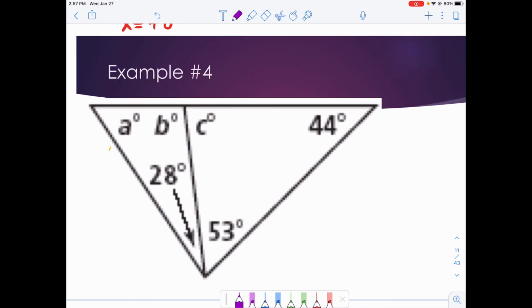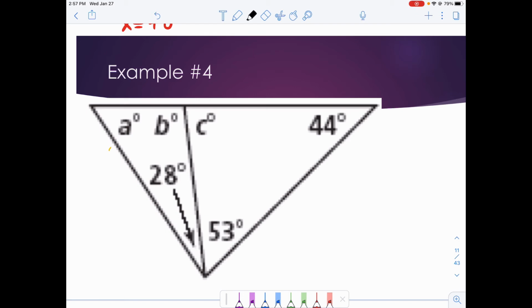This next example is definitely a tough one. So what I'm going to do is do a couple with you, and then I'm going to let you do one by yourself. Depending on how you see this is up to you and how you want to start. So you can start with A, you can start with B, you can start with C. The one that pops out to me is C. I'm just going to start with C because I'm going to focus on the triangle on the right side.